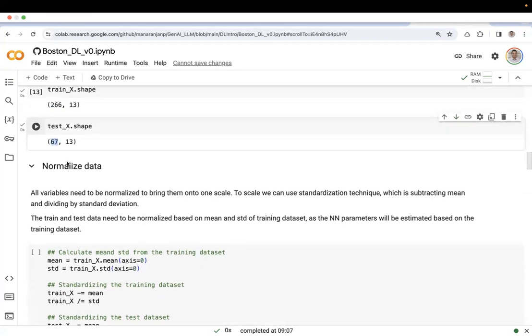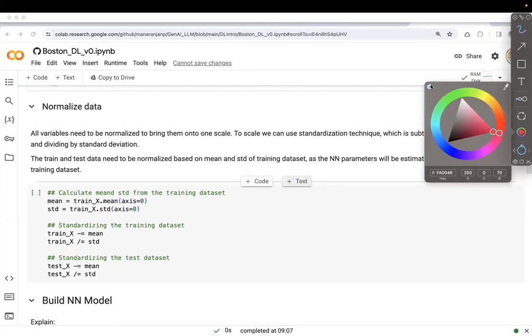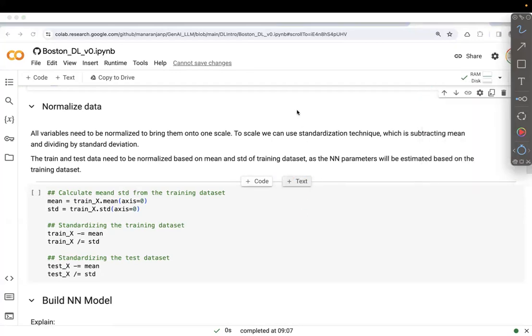Okay. First, I'm going to normalize the data. This is one of the prerequisites for training deep learning models. Your data has to be on the same scale, right? Same scale. Okay. This is for the gradient descent, the delta calculation. And there are multiple different techniques to normalize the data. One is called min max scaler, and the other is standard scaler.